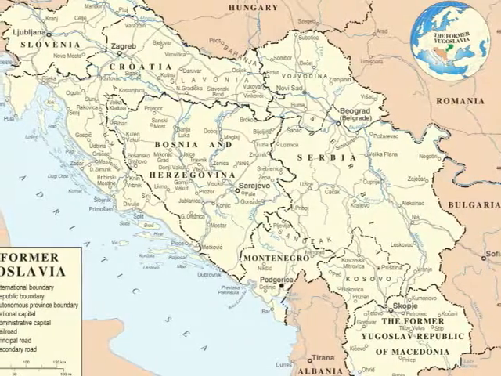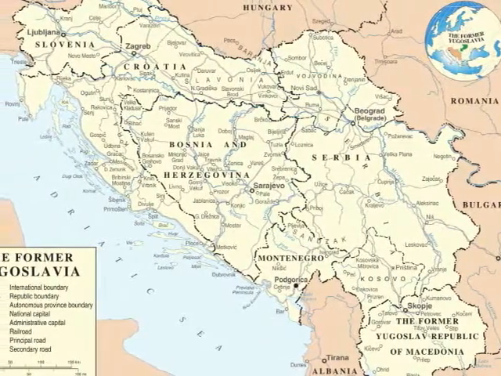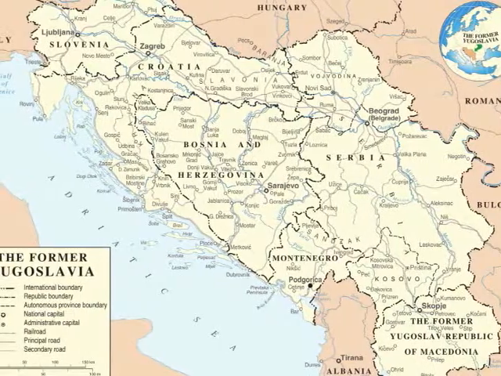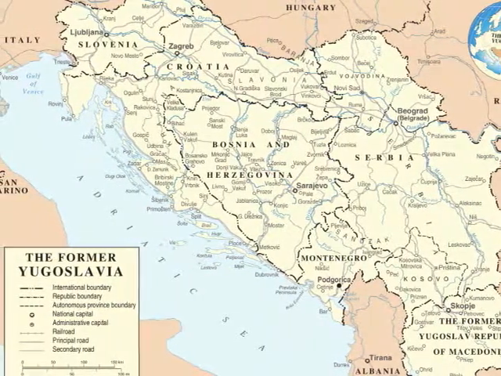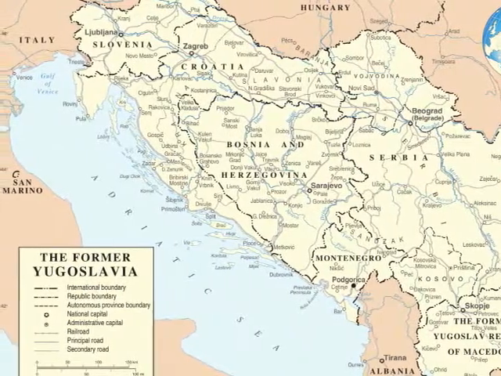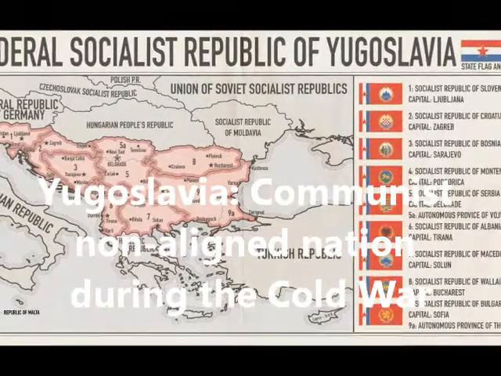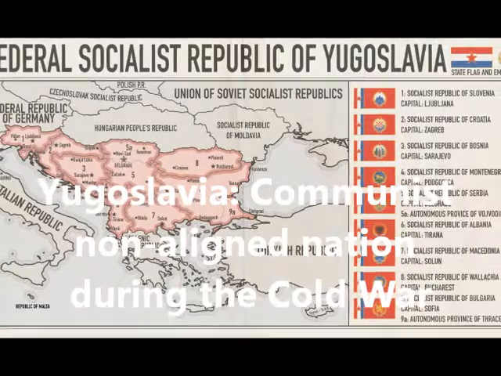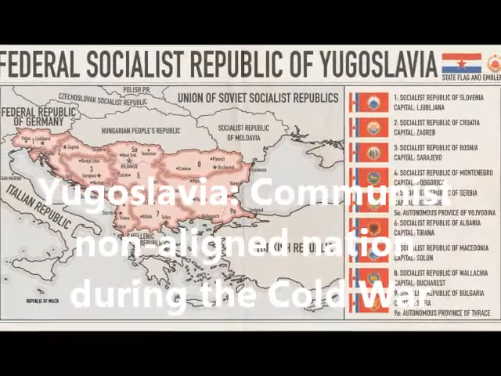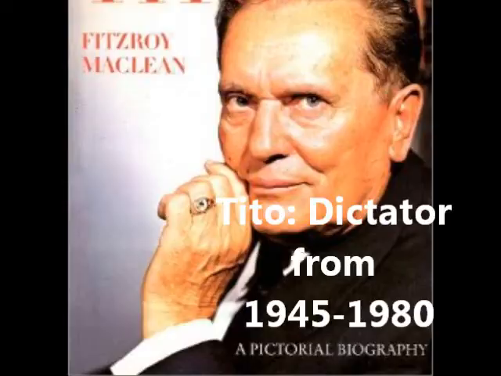Yugoslavia was another nation to break up following the Cold War. Yugoslavia had been a communist, non-aligned nation during the Cold War. They are one of the only examples of a place where communism actually worked. How?